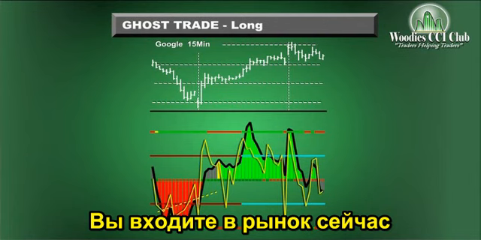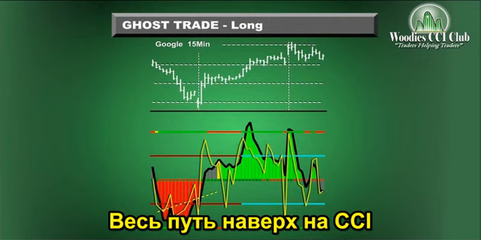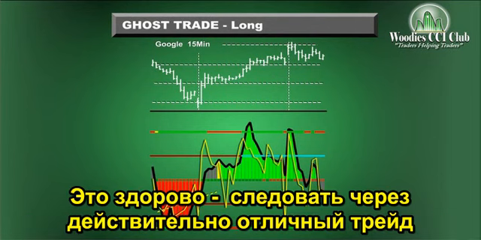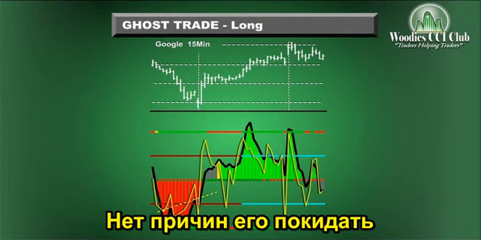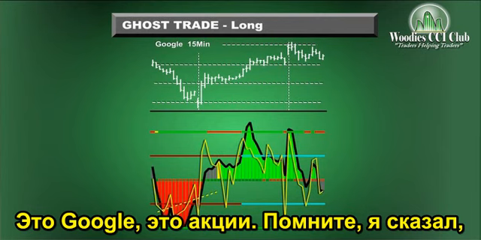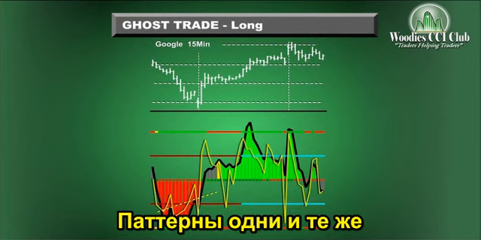So you get in right in this area here, and you can just follow that trend all the way up, as you can see on the CCI. So, beautiful trend-changing pattern, beautiful follow-through, real nice trade, no reason to get out of that trade, and you could stay with that for a very, very nice winning trade. And that's on Google. That's a stock. As I said to you, remember, it can be used on everything. The patterns are exactly the same.